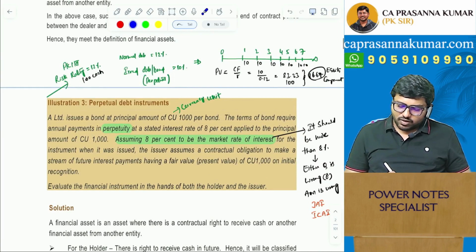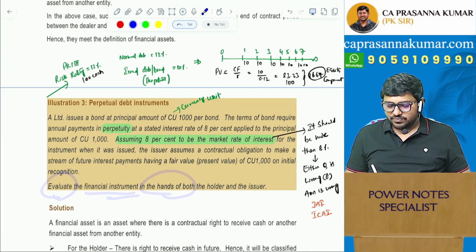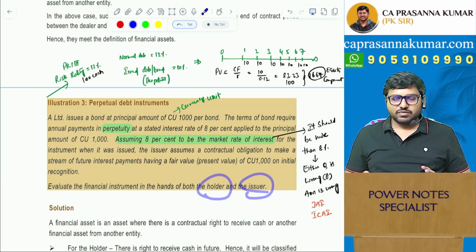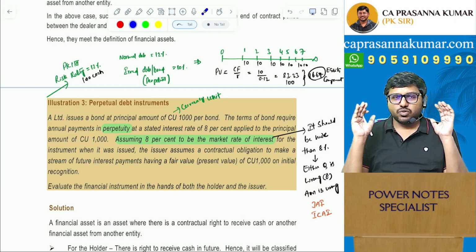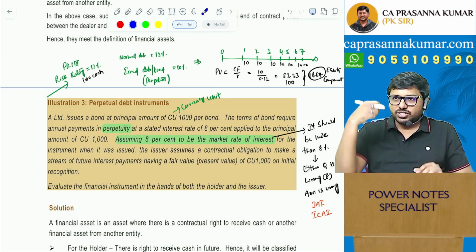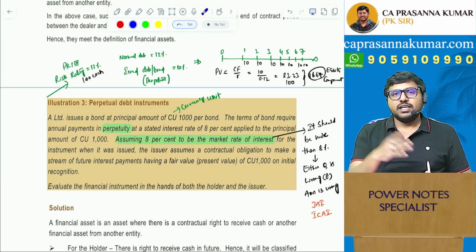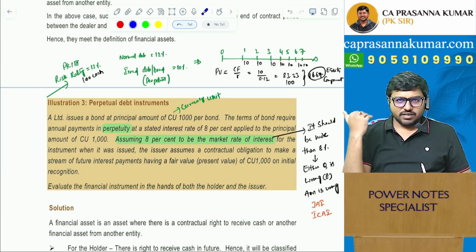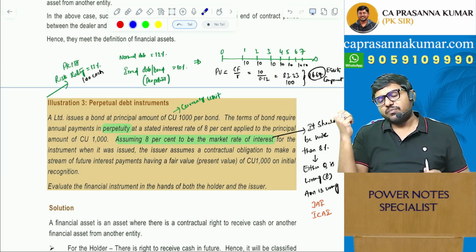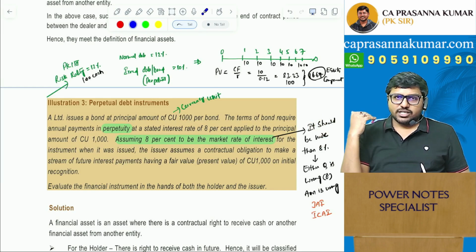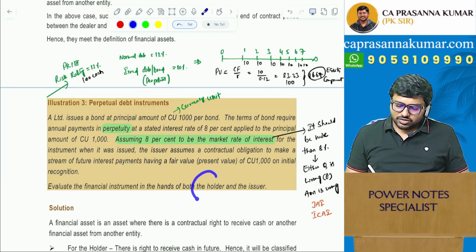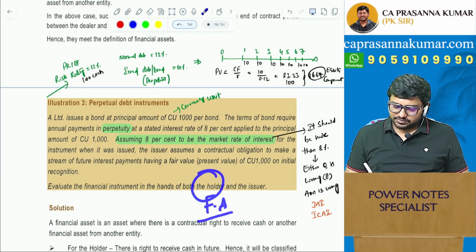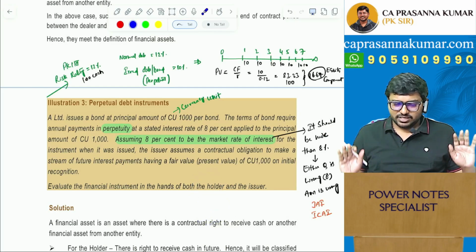Now come here. So what is he asking in this question? Evaluate the financial instrument in the hands of both the holder and the issuer. Fantastic. When it comes to the holder, tell me one thing: from the point of view of the holder, what does he have? He has invested in debentures. Fine. He will keep on getting interest for a lifetime, correct? Because it is perpetual, which means he has the right to receive cash. When it is a right to receive cash, you call it a financial asset. So in the hands of the holder, it is a financial asset. There is no confusion here, pretty simple.